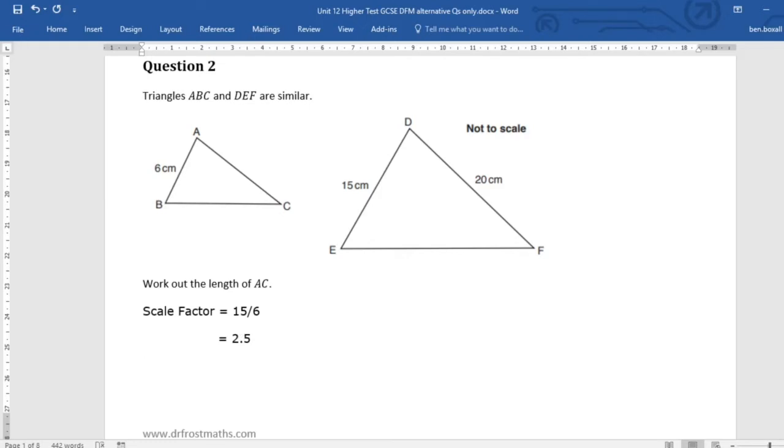Okay, and now I've got to work out the length AC, which is the smaller version of the 20 centimeters. So it's 20 divided by 2.5, and that's 8 centimeters. So there's the answer to question 2.